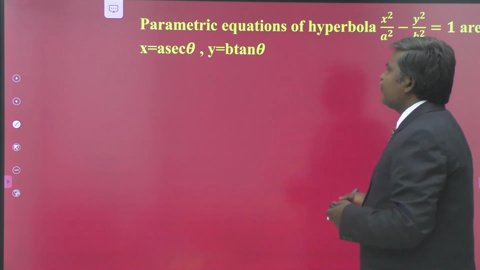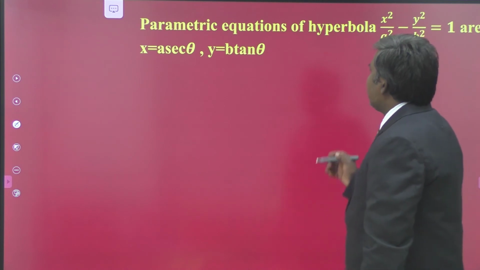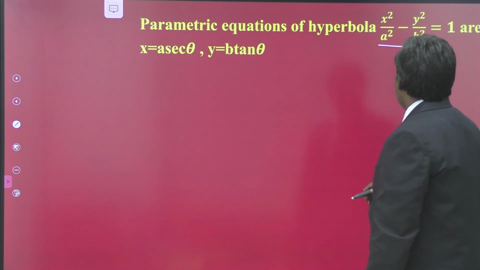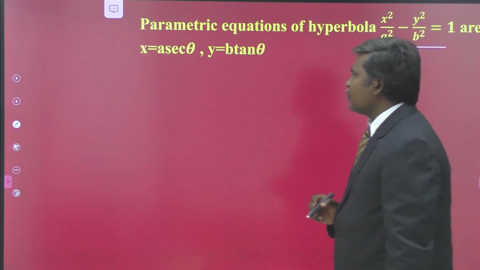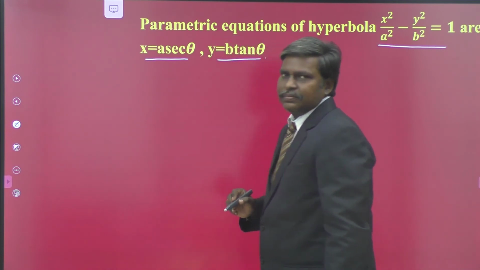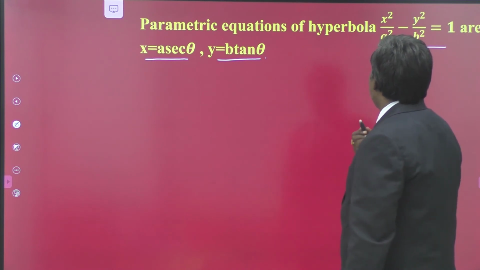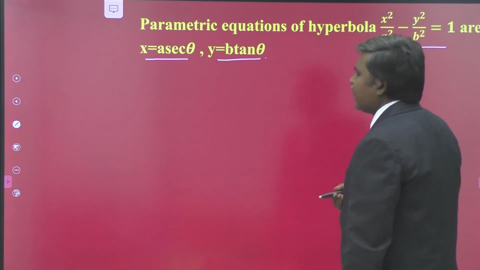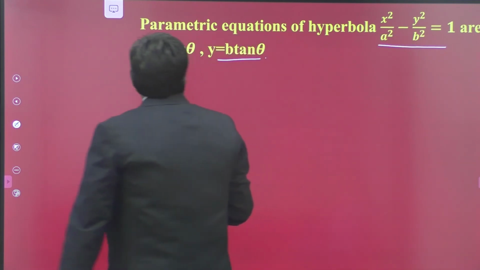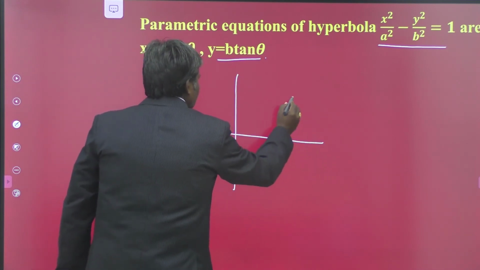Now with the help of that auxiliary circle equation, let us try to prove that the parametric equations of the hyperbola x square by a square minus y square by b square equal to 1 are x is equal to a secant theta and y is equal to b tan theta. So let us try to derive the parametric equations of the hyperbola. Consider the hyperbola x square by a square minus y square by b square is equal to 1.